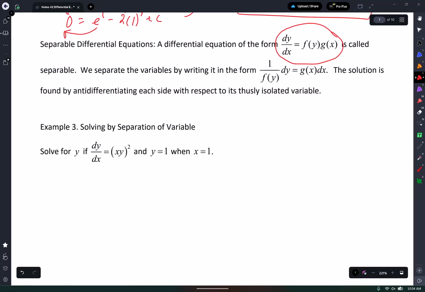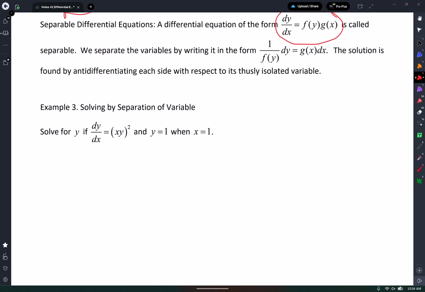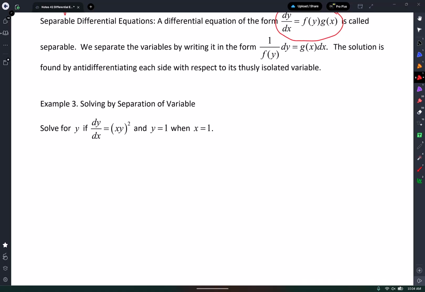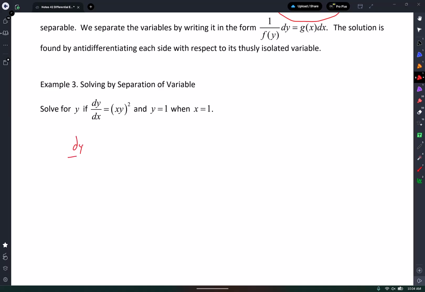Here's an example of a separable differential equation. It says solve by separation of variables. You must do this on your AP exam to get any credit. If you don't do this first step, you're not going to get any credit. So ready? So I'm going to write dy dx, and I'm just using the law of exponents, x squared, y squared.